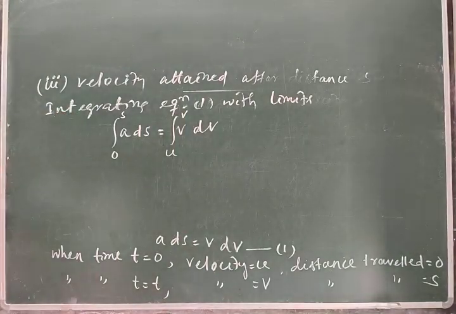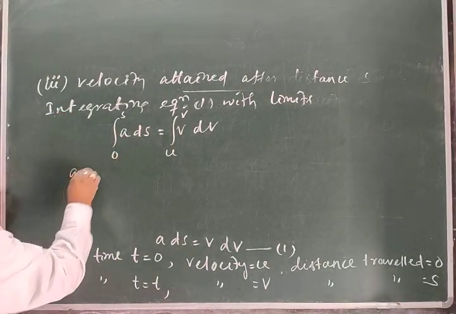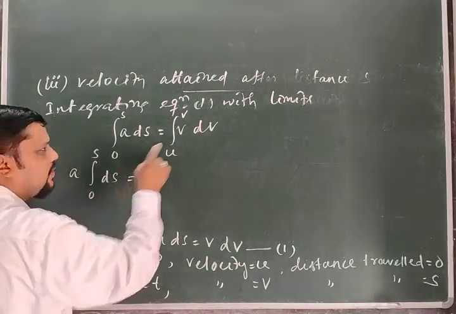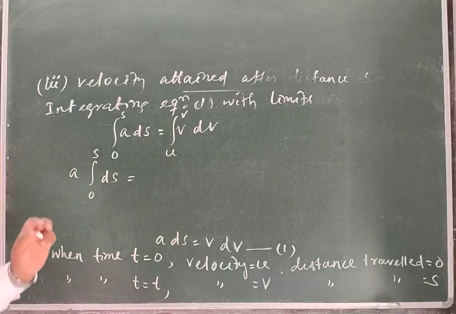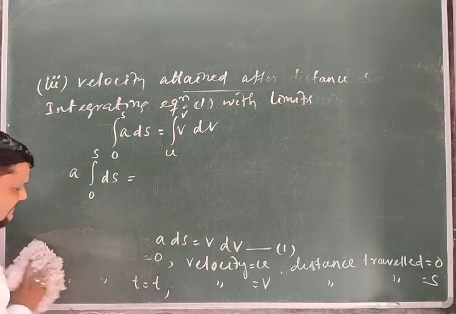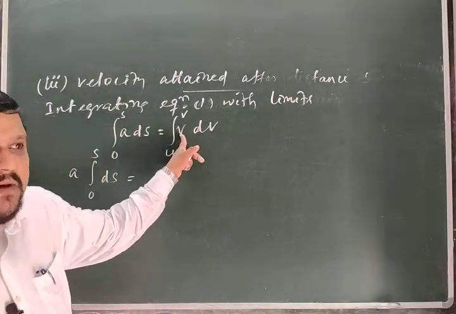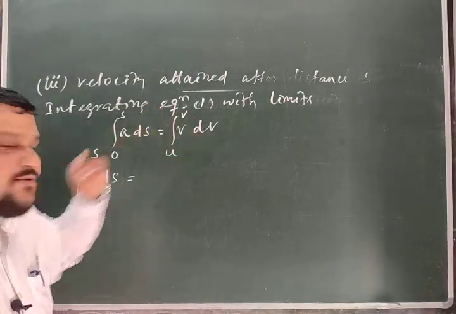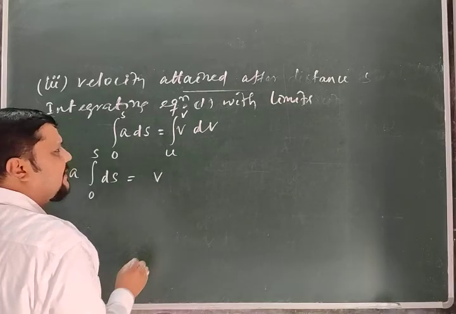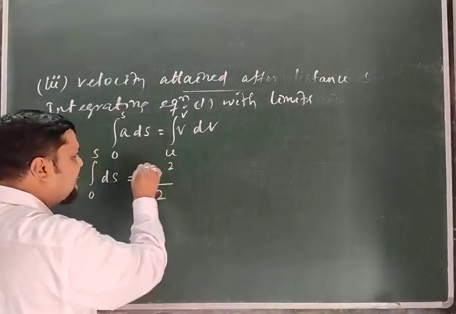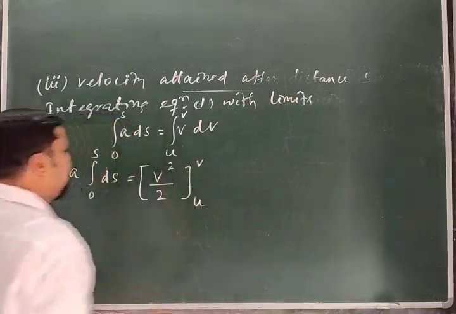Now, a is a constant. So a times the integration of ds from 0 to s is equal to the integration of v dv. Again use the same concept, x to the power n dx. Here x to the power n means v to the power n, and n is 1. So this is equal to v square by 2, that is v to the power n plus 1 by n plus 1, with limits u to v.